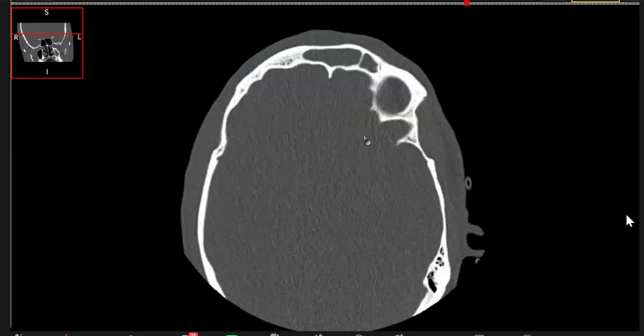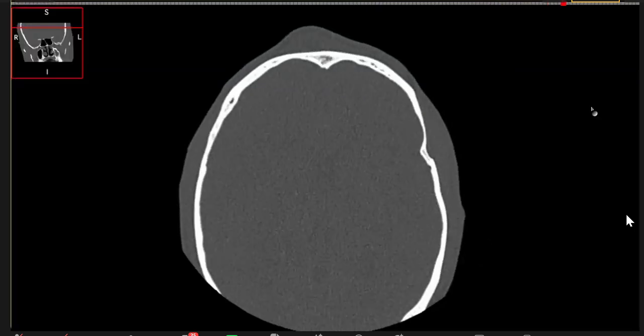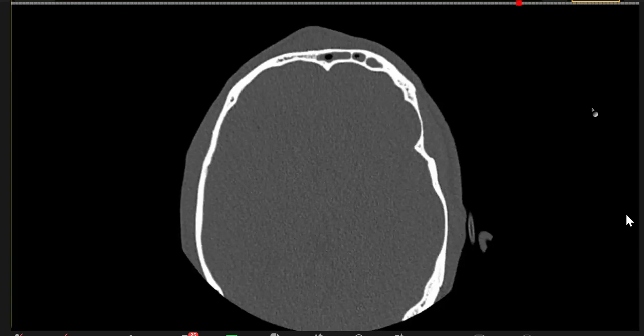So, madam, what do you think is here? You know, I told you the history of the patient. The patient, other than being very acutely unwell, has got a swelling in the frontal region.